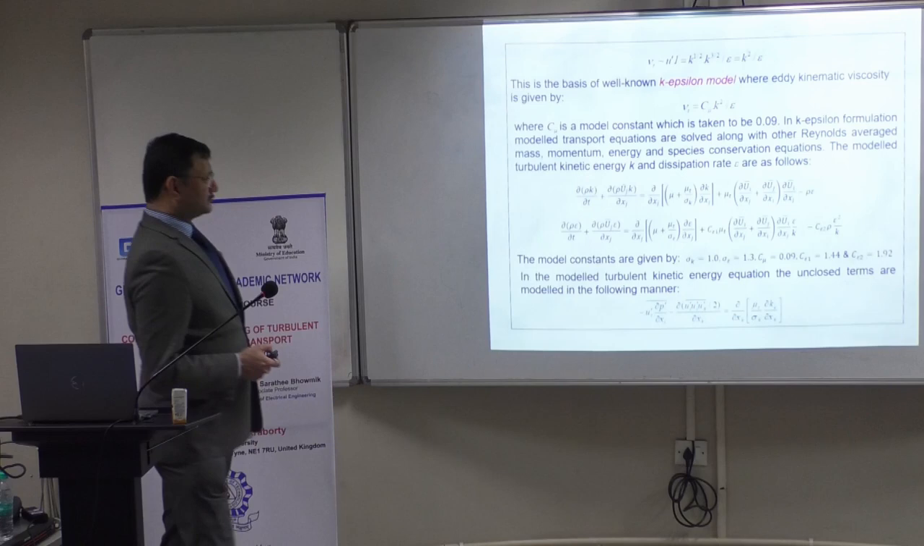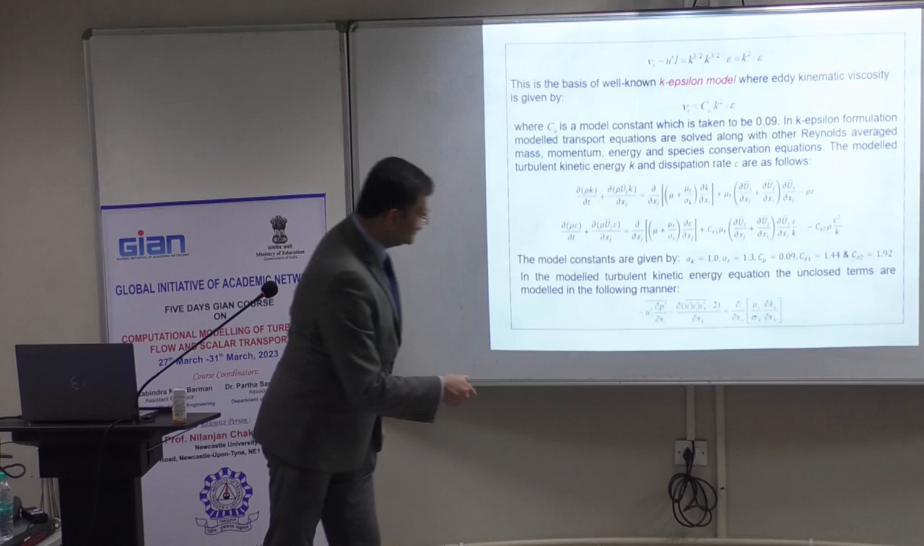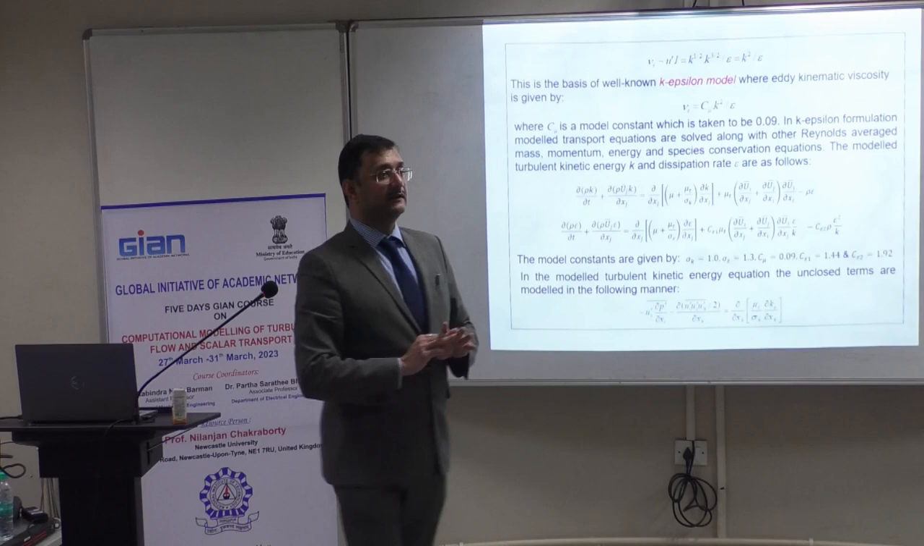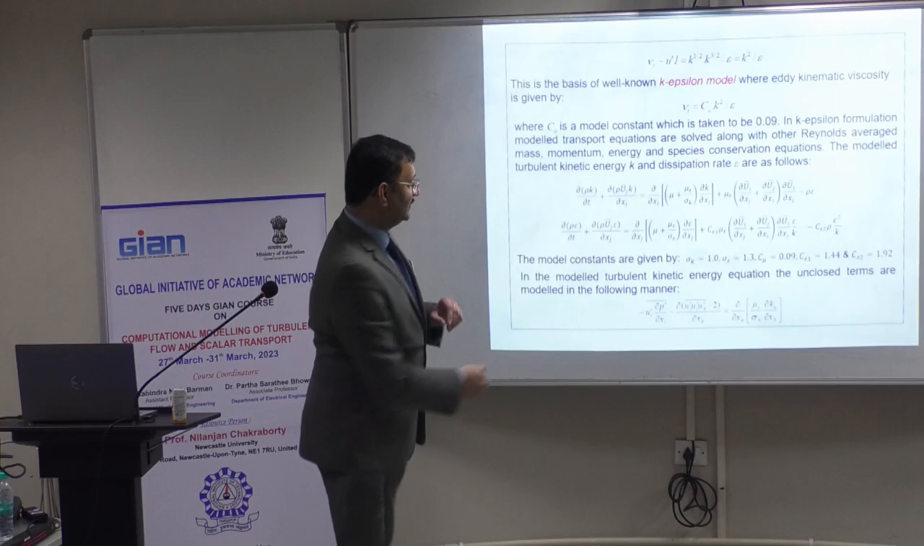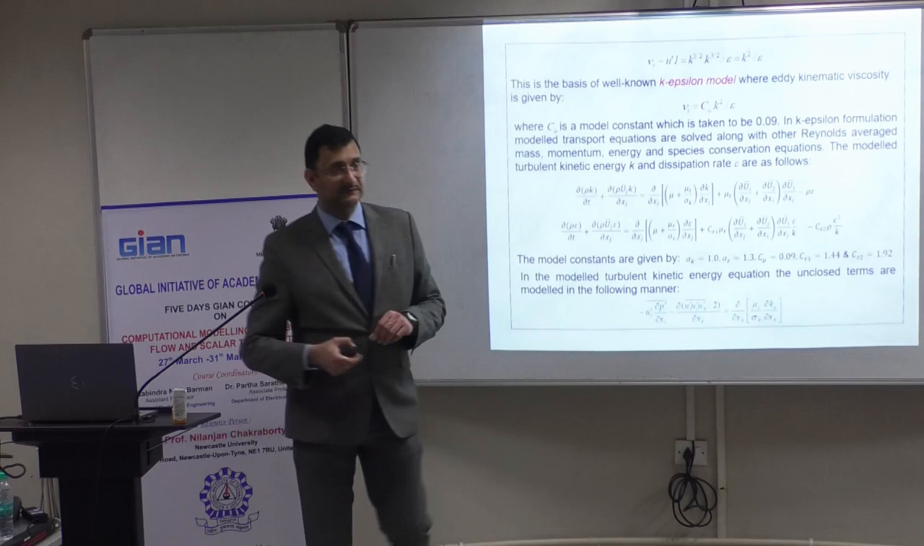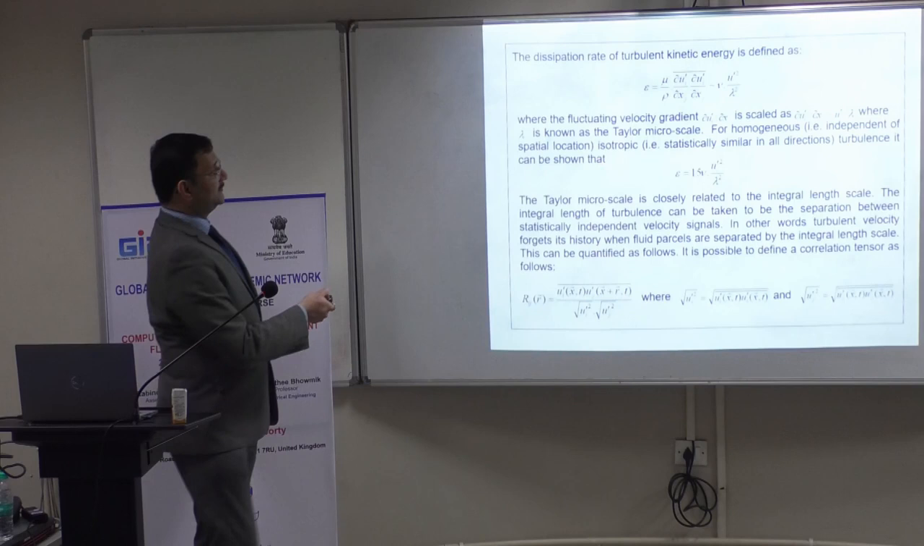The unclosed terms are modeled in this manner. The terms due to the pressure fluctuation and the turbulent fluctuation, which redistribute kinetic energy but don't generate or destroy it, were modeled in this gradient hypothesis manner as a turbulent diffusion of kinetic energy. Dissipation rate of kinetic energy can alternatively be scaled in this way.